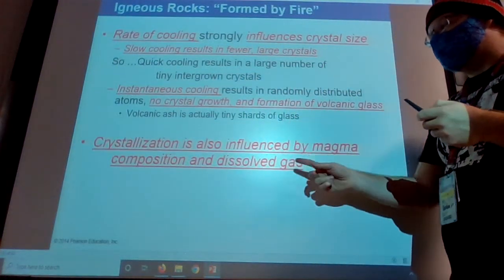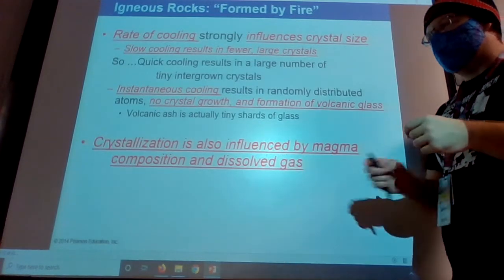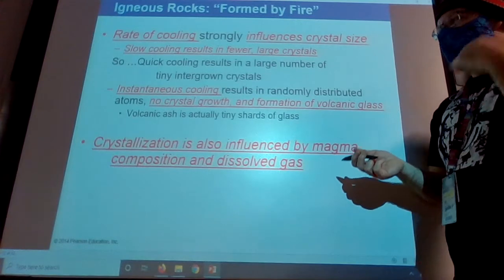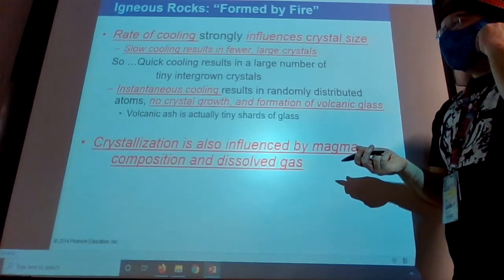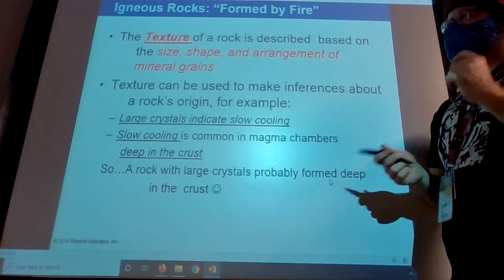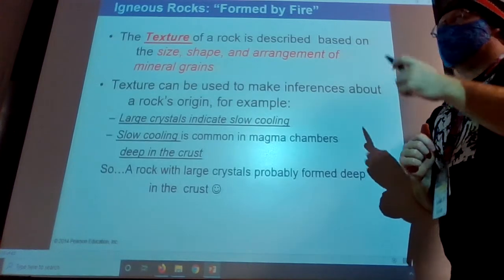Another thing crystallization is influenced by is dissolved gas. We call these volatiles, and we'll talk a little bit about that. But that's a complicated topic, so I don't know that we'll get too deep into it in this class. So how do we describe an igneous rock?